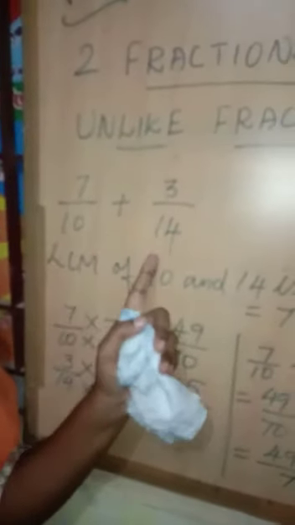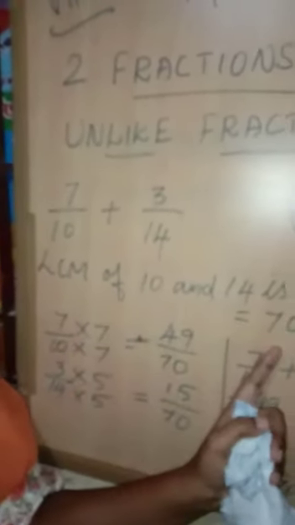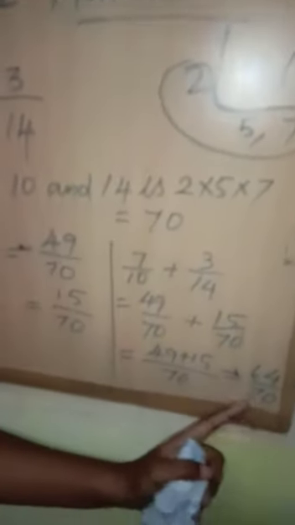If you have unlike fractions, we have to convert into the same denominator. That means you have to convert into like fractions. Then we can add the numerators.